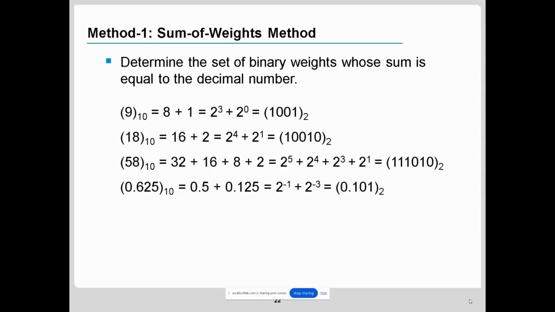0.5 is 1, and 0.125 is 1. So what is the code? 0.101. Got it? So this method is called what method? Sum of the weight method. And the weight we studied.